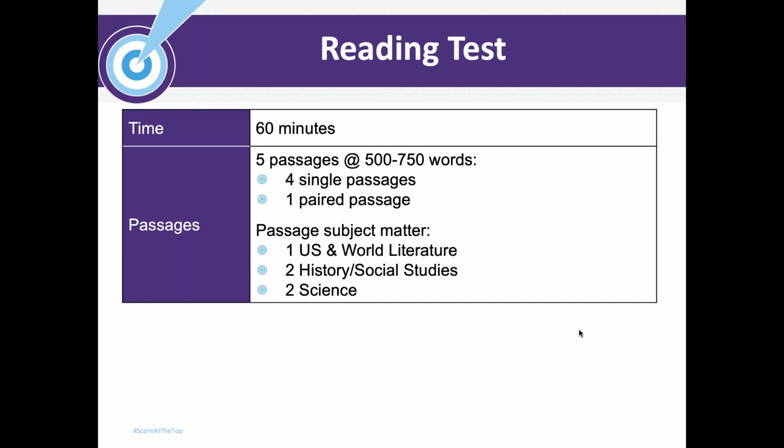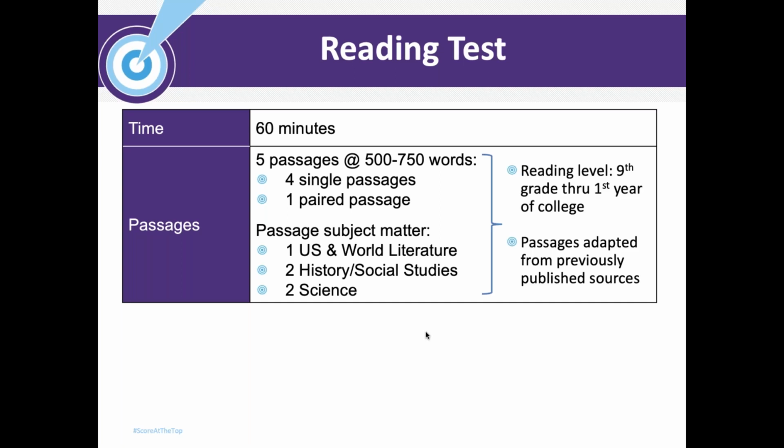Usually, both the PSAT and the SAT start with a piece of literature, so fiction. It can be US or world literature, and it may be a contemporary piece, so modern, or a piece from the early 20th century or 19th century, so your 1800s. Then there will be 2 history and social science passages. One will be, again, a modern piece, and the other will be a historical piece. And then there will be 2 science passages, and those are usually both contemporary. The reading level can be anywhere from 9th grade through 1st year of college, and the passages are adapted from previously published sources.